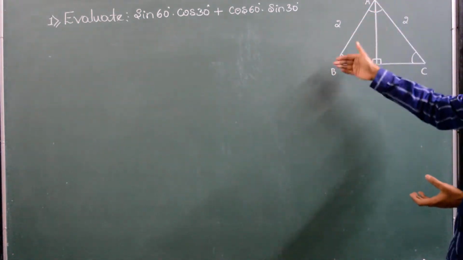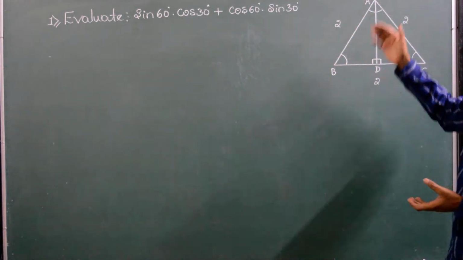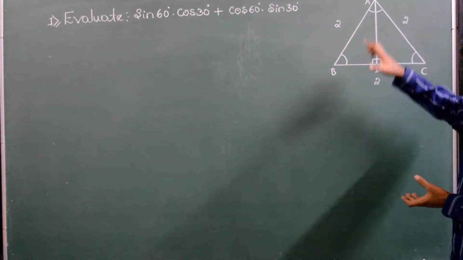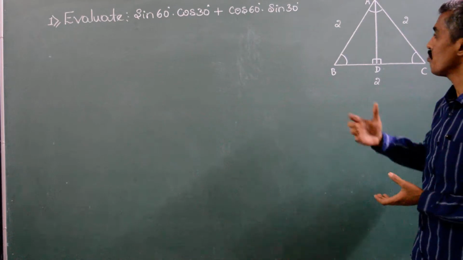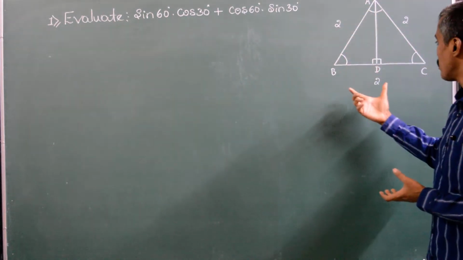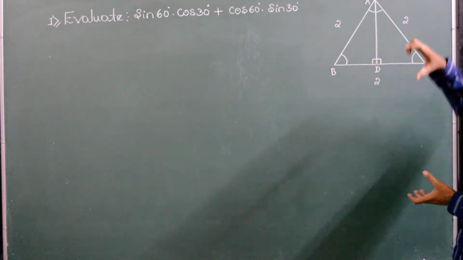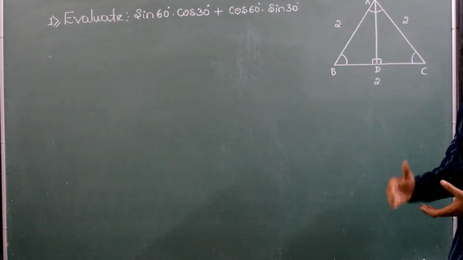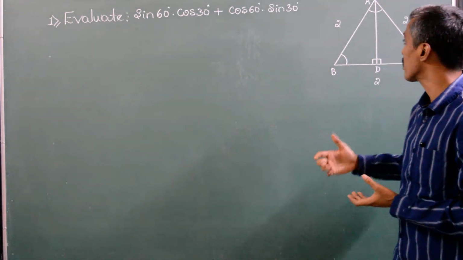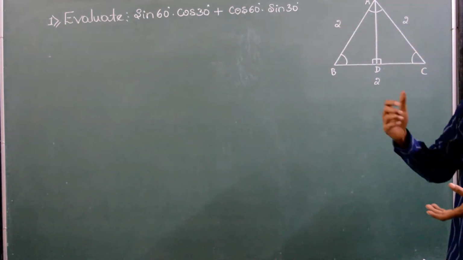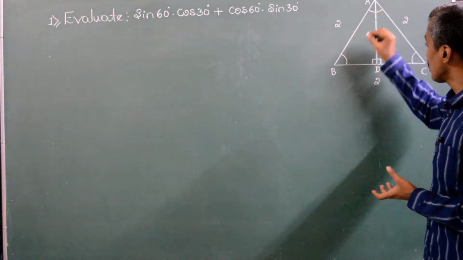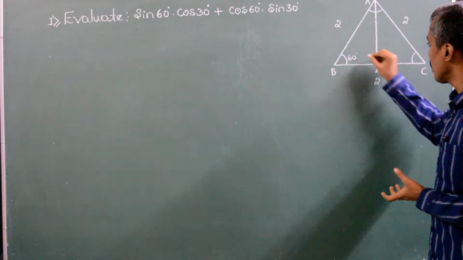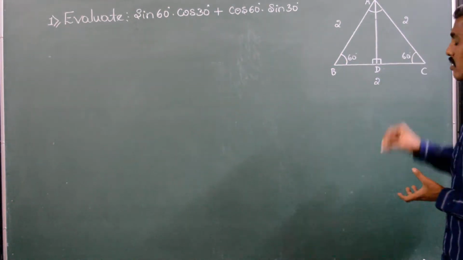This is a triangle ABC. This is an equilateral triangle. So here AB, BC, AC are equal. So we have taken AB is equal to 2 unit, BC is equal to 2 unit and AC is equal to 2 unit. And you also know the properties of equilateral triangle. Each angle is equal to 60 degree. Correct? So therefore angle A is 60 degree, angle B is 60 degree and angle C is 60 degree.